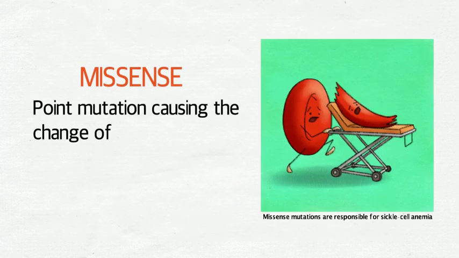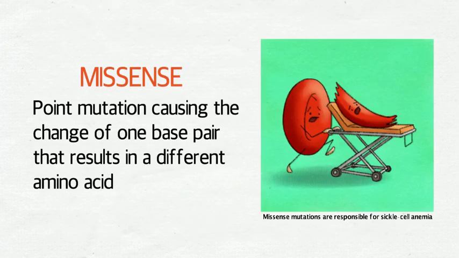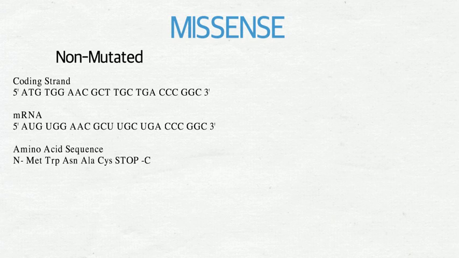Missense mutations change a single nucleotide, resulting in a codon coding for a different amino acid. This type of mutation may or may not result in a loss of protein function. To demonstrate this, let's go back to the original DNA sequence.